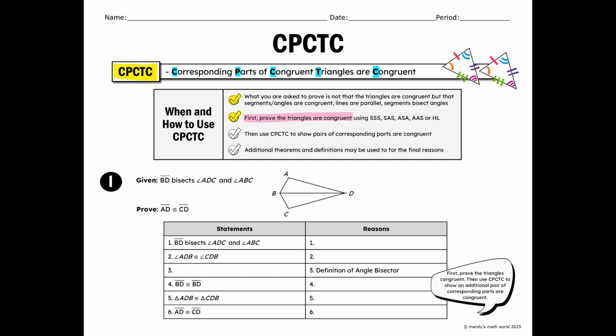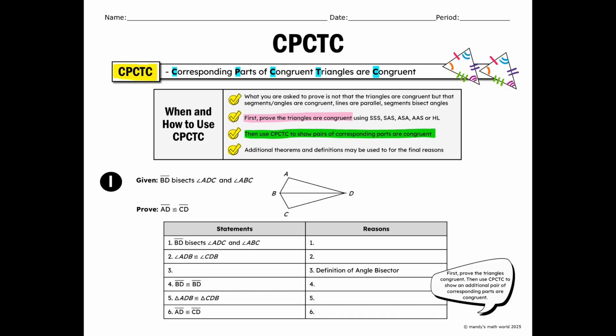How can you prove triangles are congruent? You can use side, side, side, side, angle, side, angle, angle, side, or hypotenuse leg. Then you'll use CPCTC after you prove the triangles are congruent to show pairs of corresponding parts are congruent. And then you might need to use additional theorems and definitions for final reasons. It just depends on what you're asked to prove.